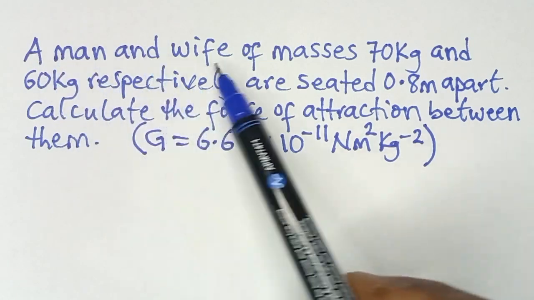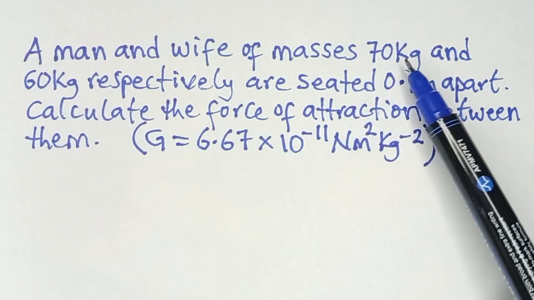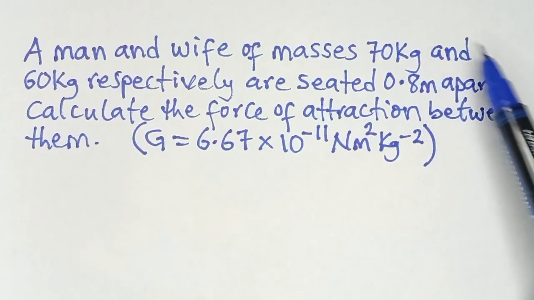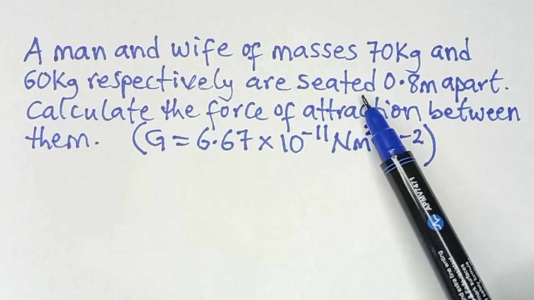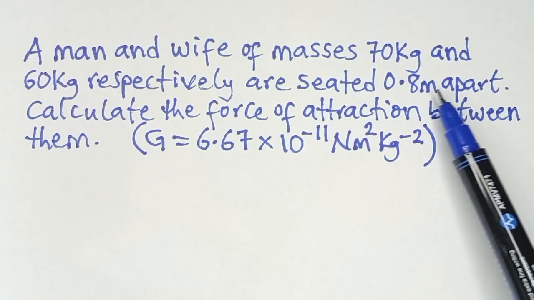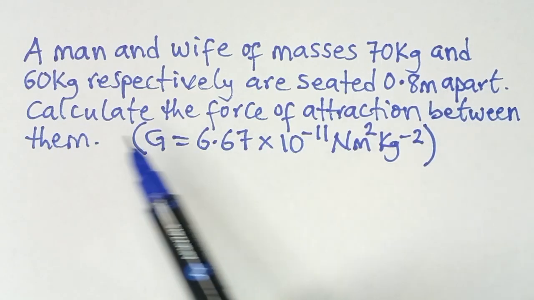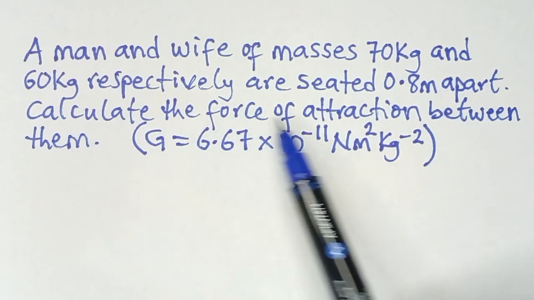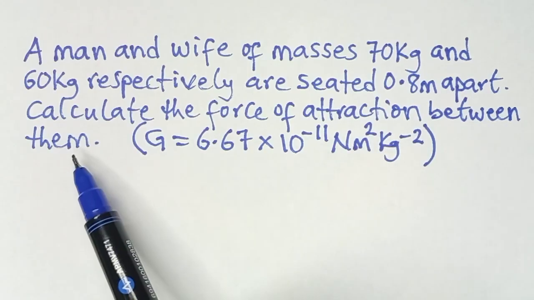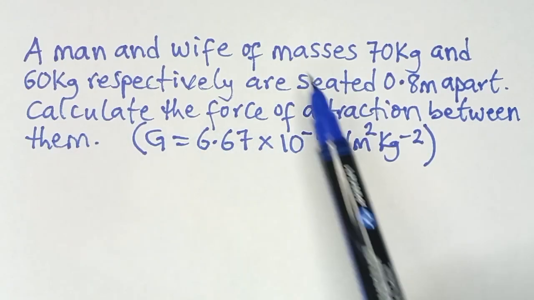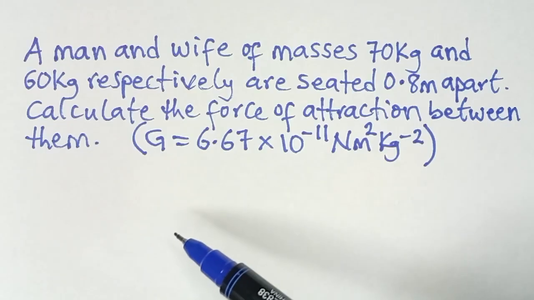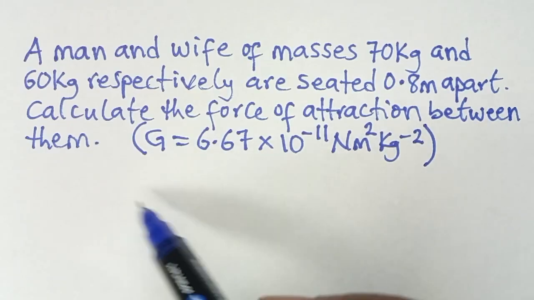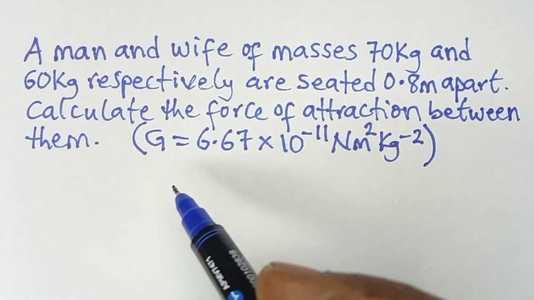A man and wife of masses 70 kg and 60 kg respectively are seated 0.8 meter apart. Calculate the force of attraction between them. So this question is under Isaac Newton's law of universal gravitation.